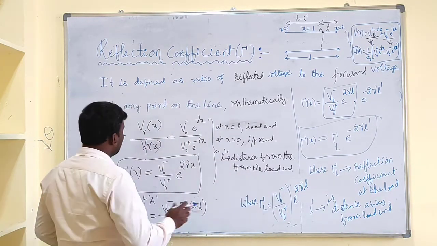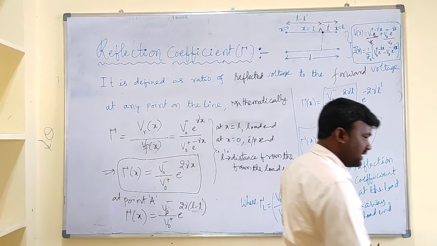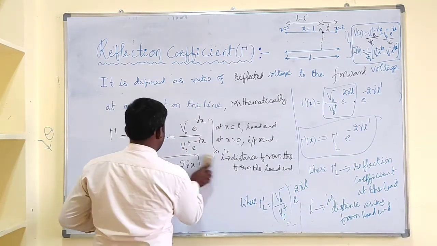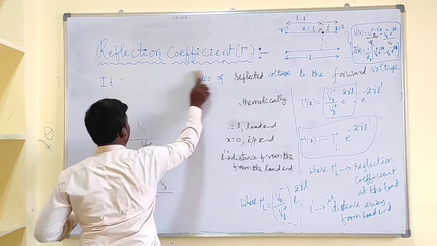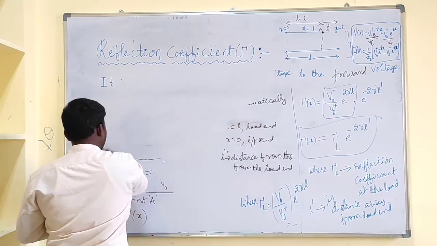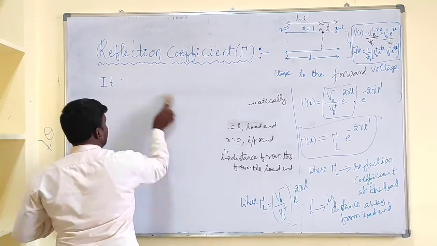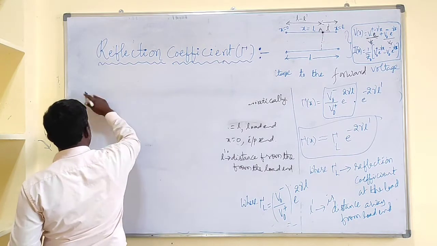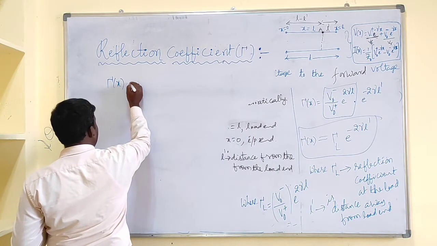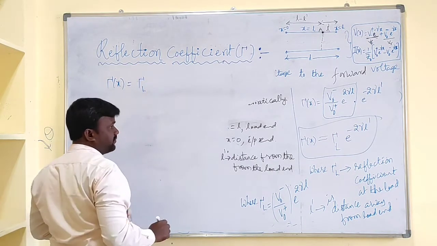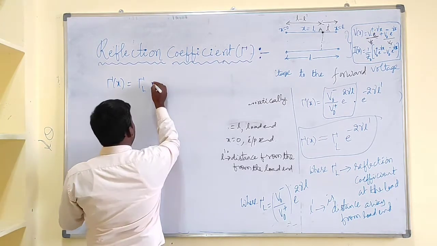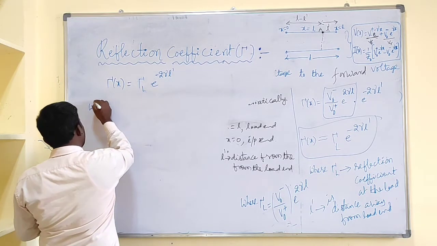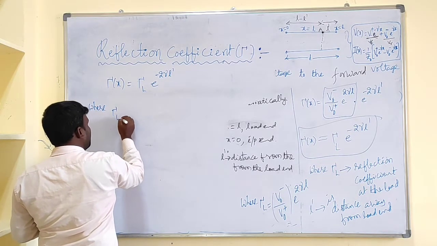Now I will write the reflection coefficient at the load end. First, the reflection coefficient at any point on the line is given by gamma of x equal to gamma L into e to the power minus 2 gamma L dash, where gamma L is taken as what? We defined gamma L as what?